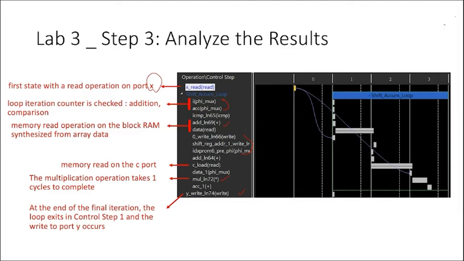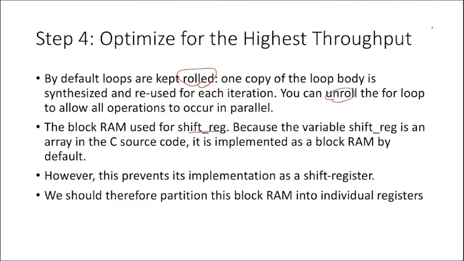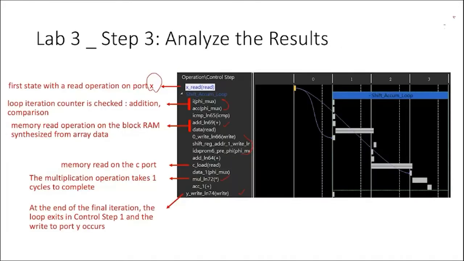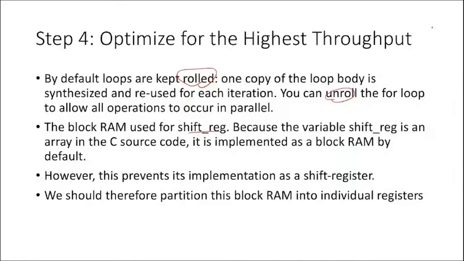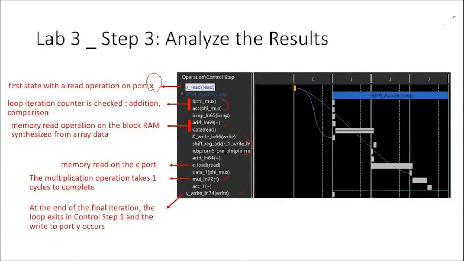This analysis is of solution 2, not solution 3. Solution 3 is where we analyze this result and do the optimization. What optimization did you put down? The step 3 is to unroll the loop and partition the array. Okay, what array do you partition? The shift register. Okay. How about the coefficient?